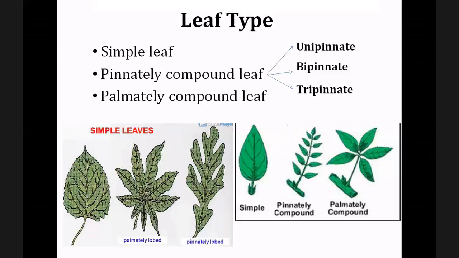Imparipinnate leaf means the pinnately compound. This is the imparipinnate, a solitary compound leaf with a row of leaflets arranged along the side of a common rachis. This is the picture for the imparipinnate. Here only the leaflets are attached along the rachis. That is imparipinnate.